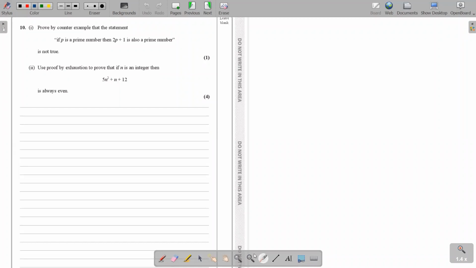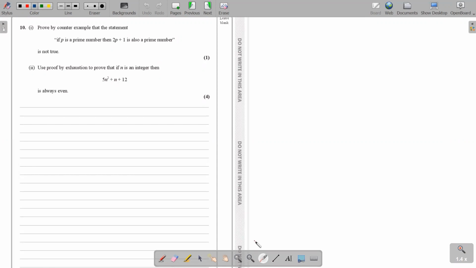Okay, moving on to question number 10. Prove by counterexample that the statement "if p is a prime number, then 2p plus 1 is also a prime number" is not true. So what does prove by counterexample mean? You have to input values for p, where p is a prime number, into 2p plus 1 and show that the statement that 2p plus 1 is also a prime is wrong. So you have to input values and do.